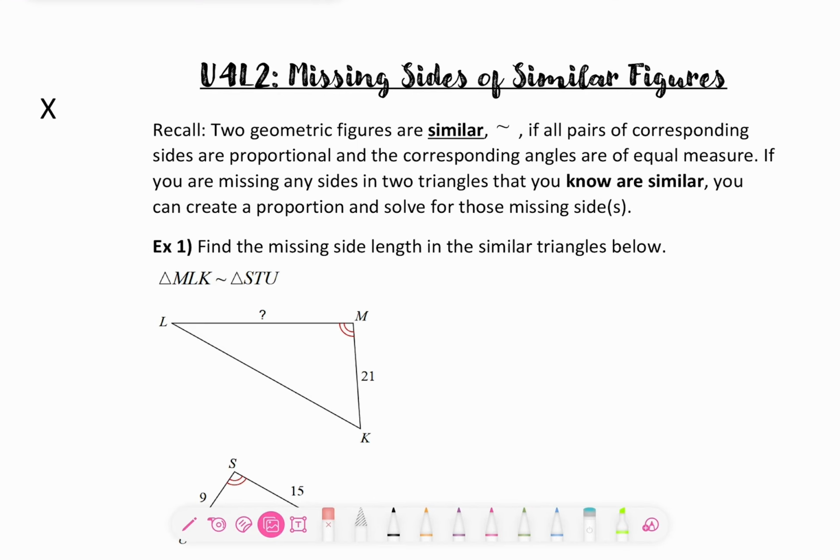So when we know two figures are similar and we need to find a missing side length, it's actually very simple. All we have to do is use the properties of similar figures, specifically the one that says that the corresponding sides are proportional. And using that property, we can find any missing side that we need.